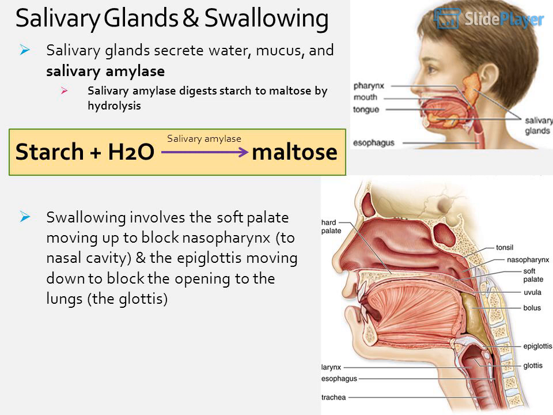Salivary glands and swallowing. Salivary glands secrete water, mucus, and salivary amylase. Salivary amylase digests starch to maltose by hydrolysis. Starch plus H2O yields maltose, with salivary amylase. Swallowing involves the soft palate moving up to block the nasopharynx, the nasal cavity, and the epiglottis moving down to block the opening to the lungs, the glottis.